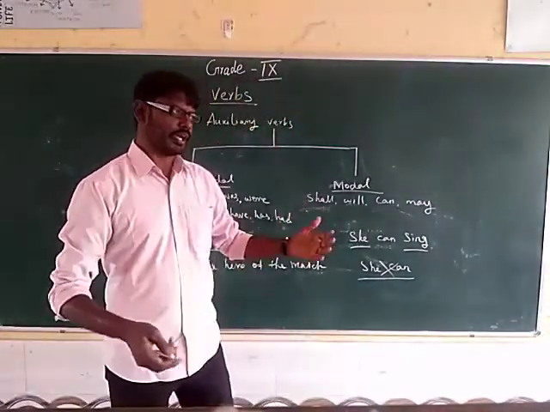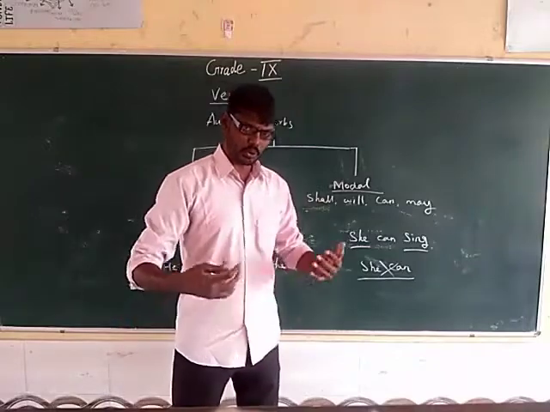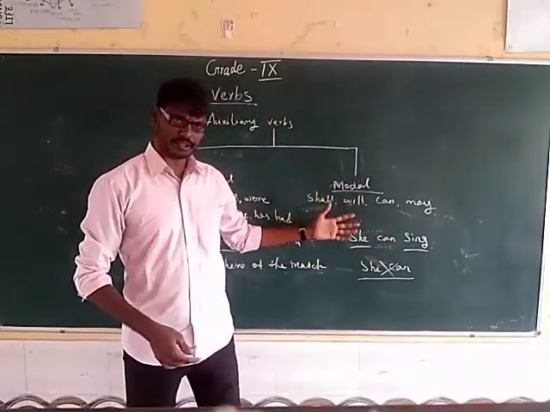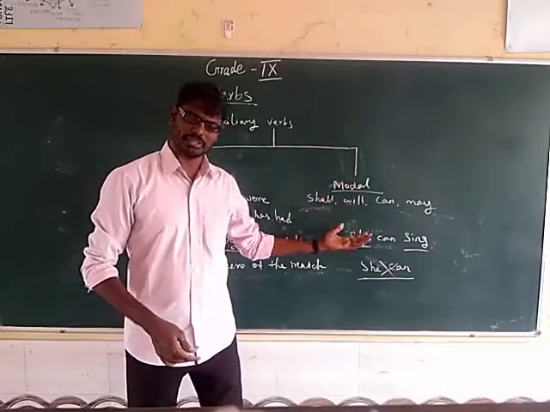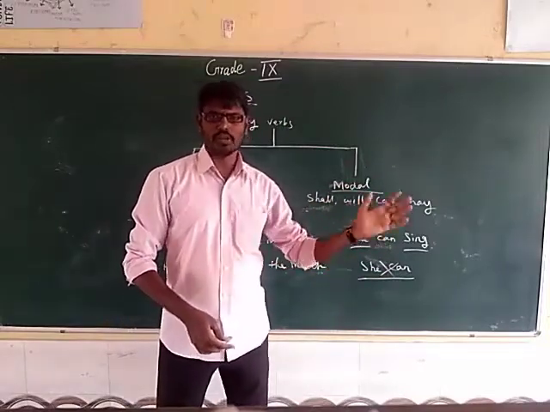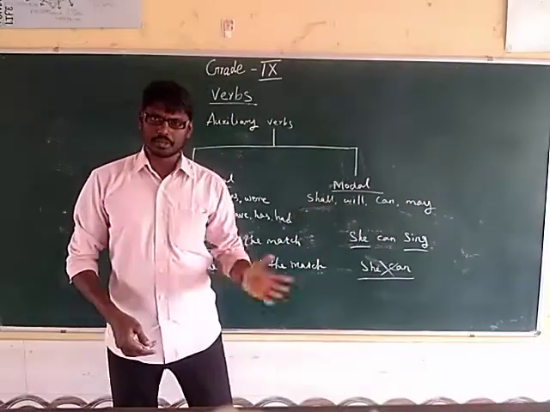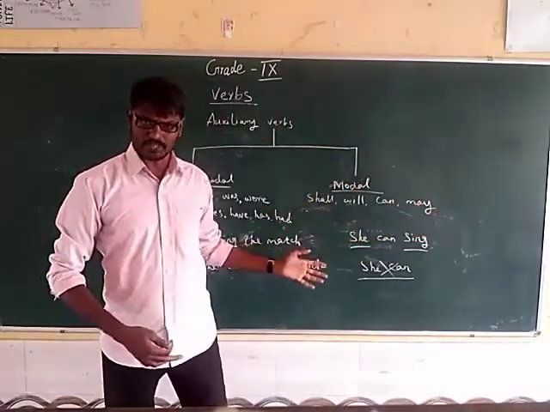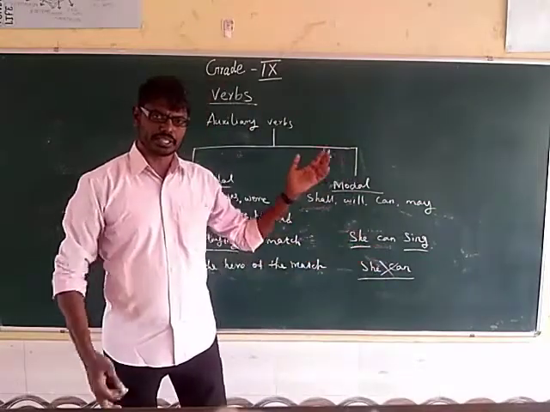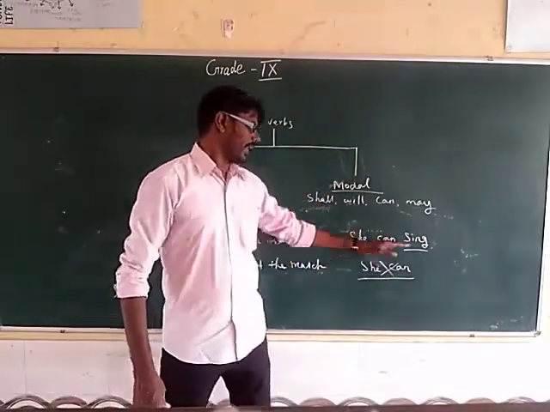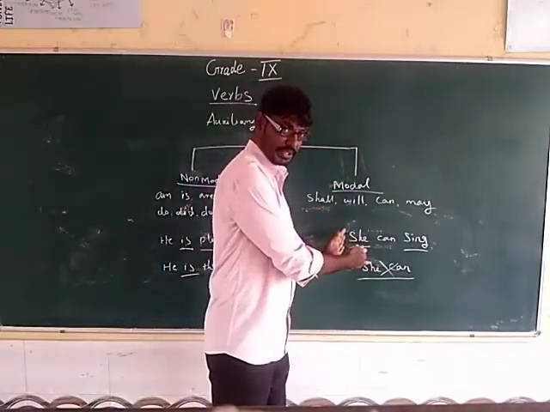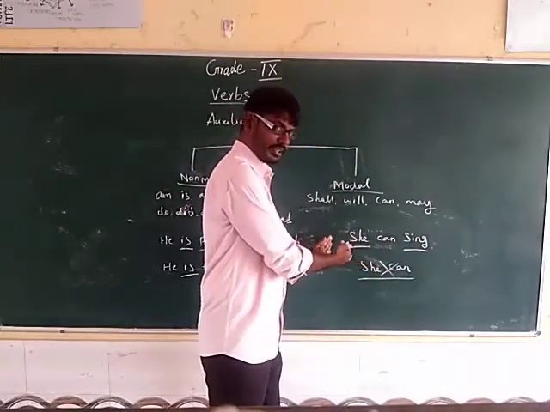Modal auxiliary verbs. As you already know, there are different kinds of modal auxiliary verbs. For example, can, could, shall, should, will, would, may, might, must, used to, need not. These are some of the modal auxiliary verbs. Here you understand: she can sing. This sentence gives complete meaning, so you can call it a sentence.